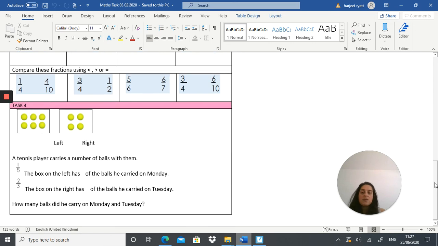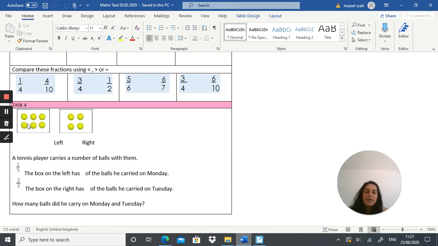And task 4, so you have left and right. A tennis player carries a number of balls with them. 1/5 is the box on the left. So the box on the left has 1/5 of the balls he carried on Monday, and the box on the right has 2/3 of the balls he carried on Tuesday. How many balls did he carry in total on Monday and Tuesday? And this question is really quite challenging.